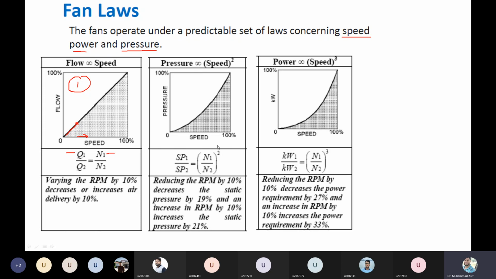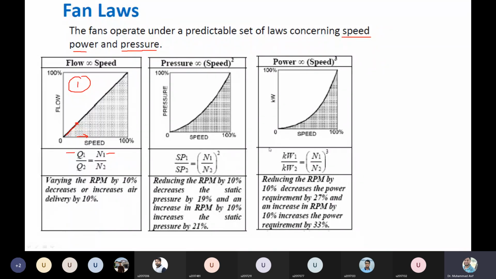The third fan law is the relationship between power and the speed. Power is directly proportional to the cube of the speed. You can see this is the relationship for the power. Let's say this was kW1 at a specific point 1, and it has a speed, let's say N1. If you increase the speed, the power will be increased. If you reduce the RPM by 10%, the power will be decreased by 27%. And if you increase the speed by 10%, the power will be increased by 33%.